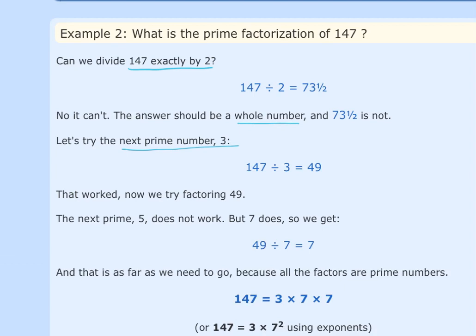147 divided by 3 is 49. And you can just do division on the side for yourself. So like you would do 147 divided by 3. 3 goes into 14 4 times, minus 12. Then we have 27. 3 goes into 27 9 times. And that's how you would get 49. So you might have to do a little bit of extra work, but it should get easier as you work with it.